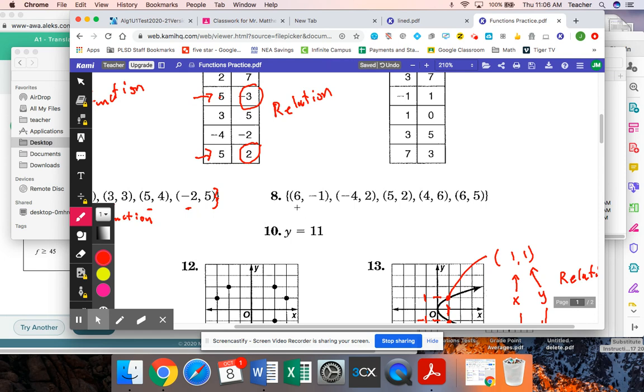If I look at number 8, same idea. I'm looking at a 6, a -4, a 5, a 4, and a 6. Wait a minute, I repeated 6, so let me double check. 6 goes to -1 and 6 goes to 5. Those are two different things. That is not a function. It is a relation.